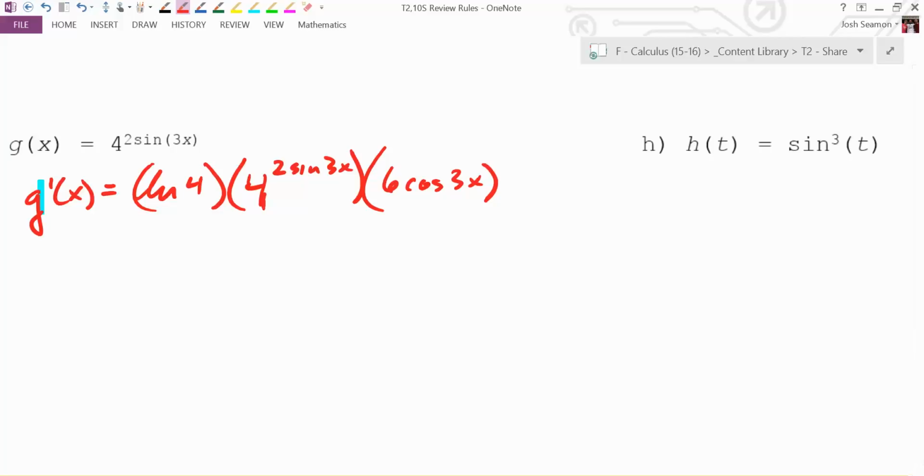Can you just leave it all together instead of separating ln 4 times 4, with the parentheses I put in? Yeah, you could. Absolutely. I like putting the parentheses in because it shows me the 3 sections.